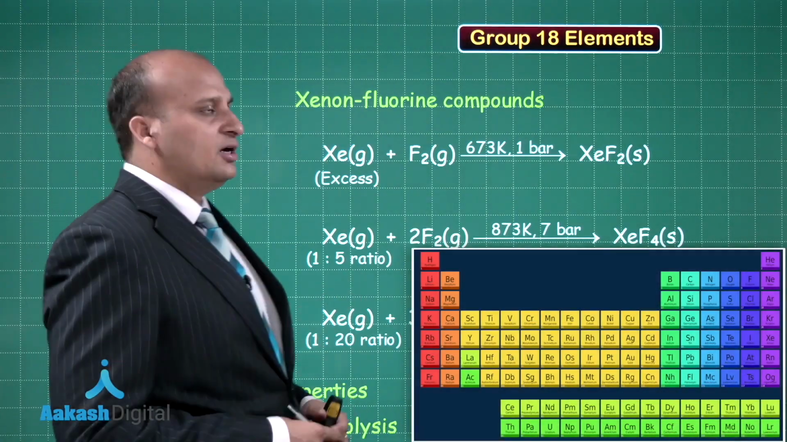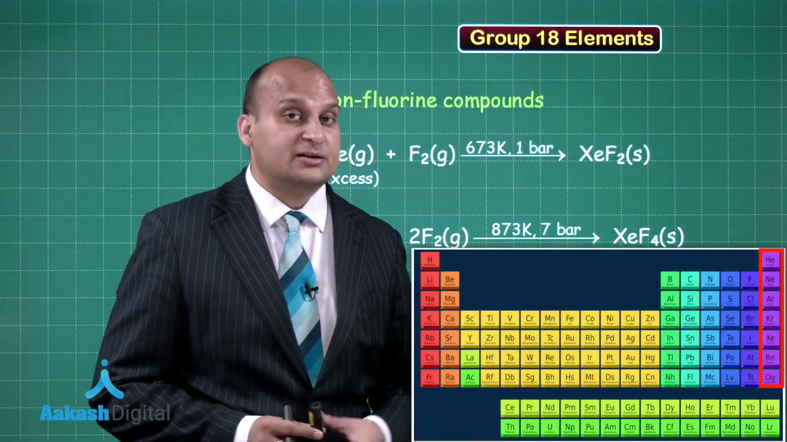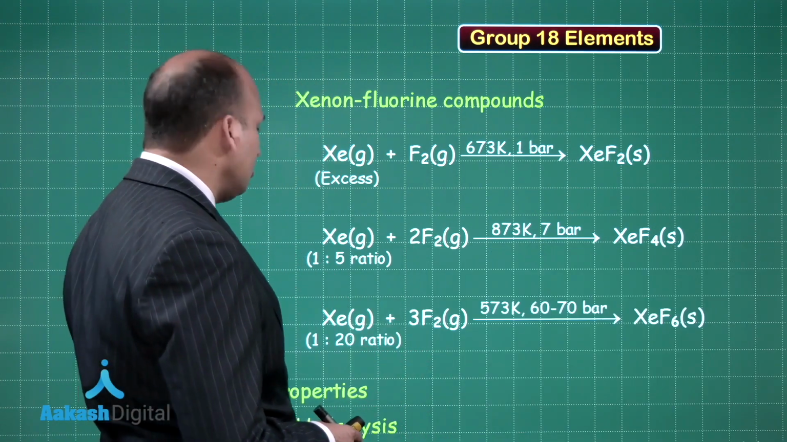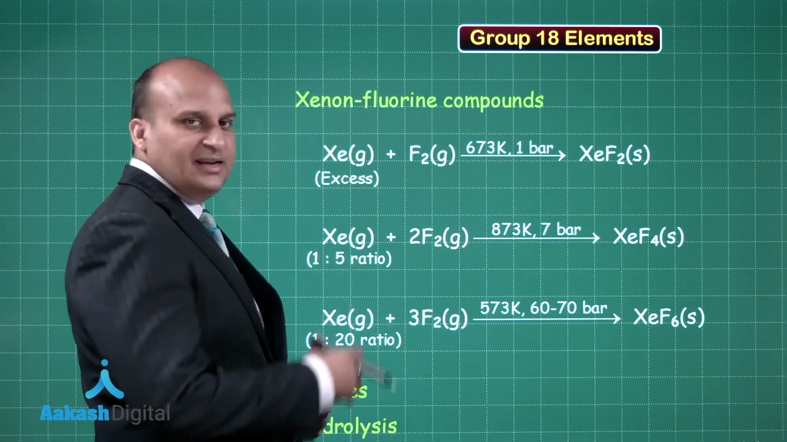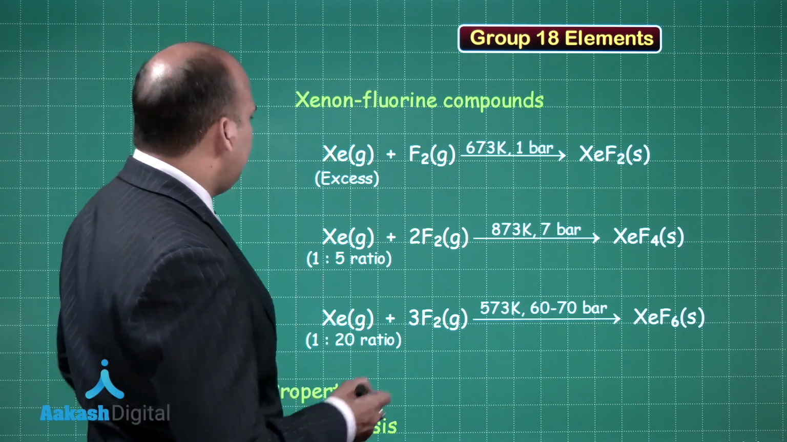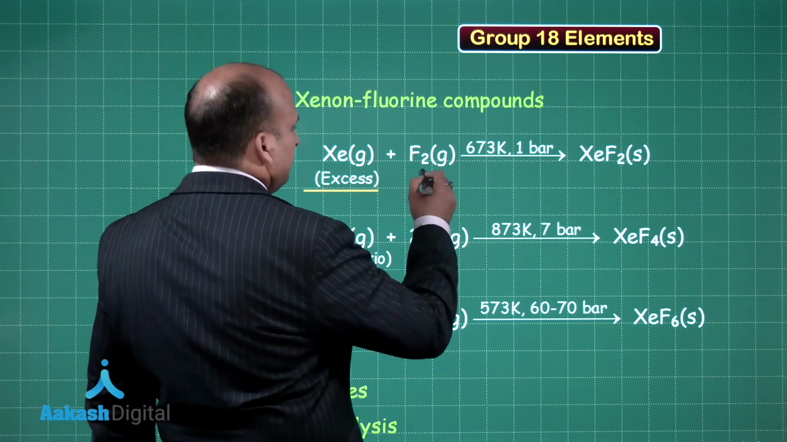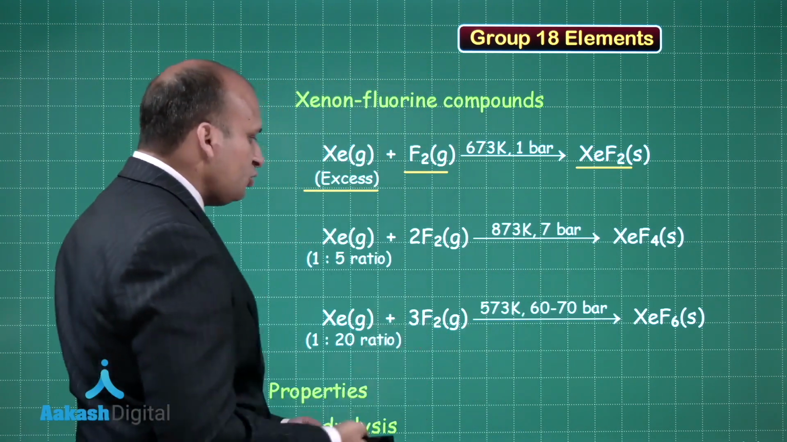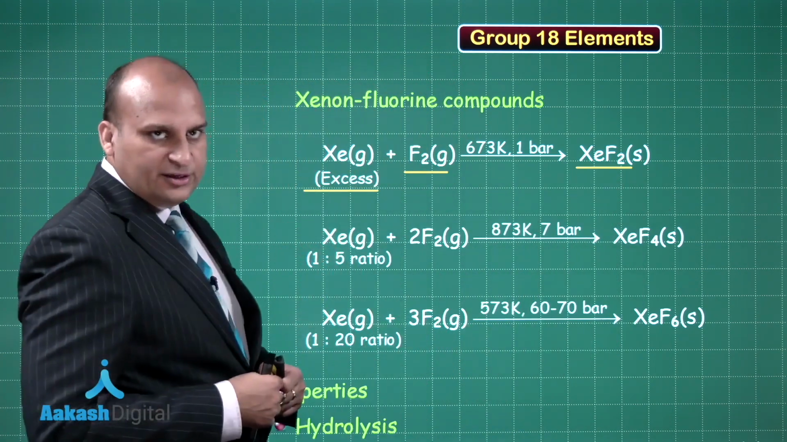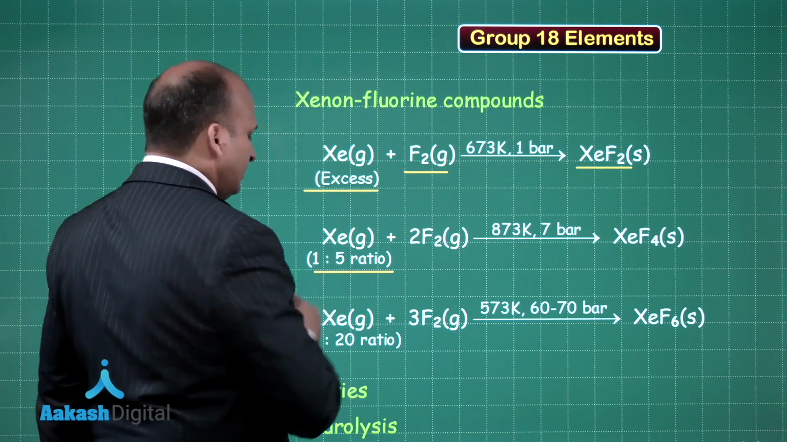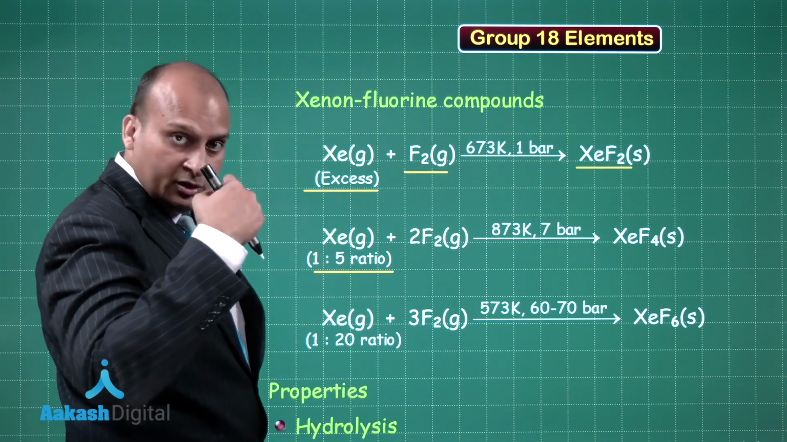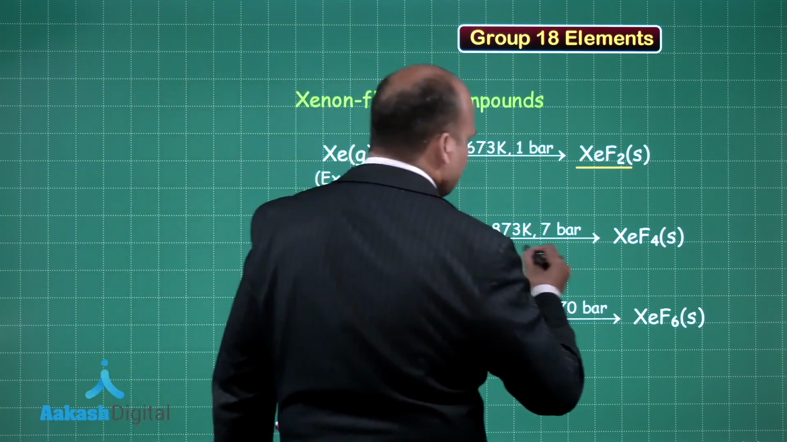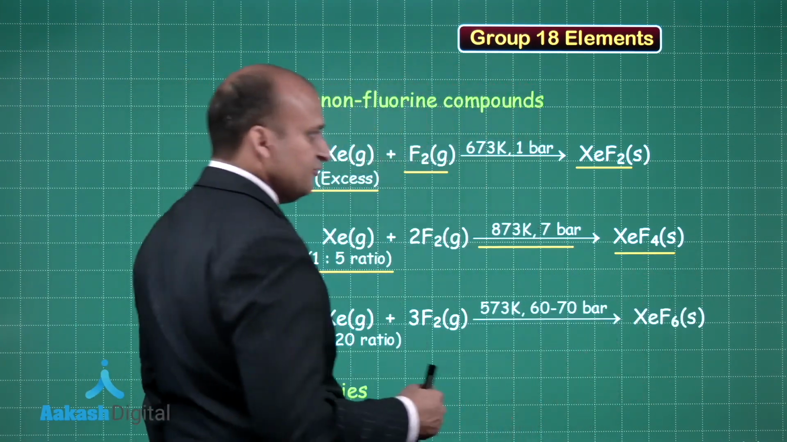Now let us talk about the group 18 elements. Here these xenon fluorine compounds are very important, so we will talk about them. If xenon in excess combines with fluorine at this temperature, you will get XeF2, but as you increase the quantity of fluorine, like over here xenon is 1, fluorine is 5 times that of xenon, at higher temperature and higher pressure we will be getting XeF4.